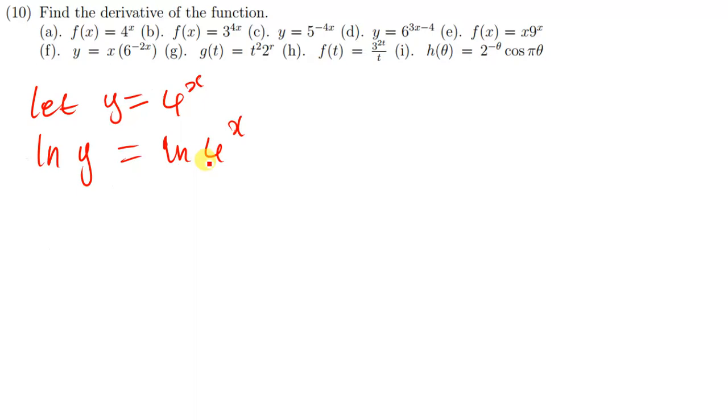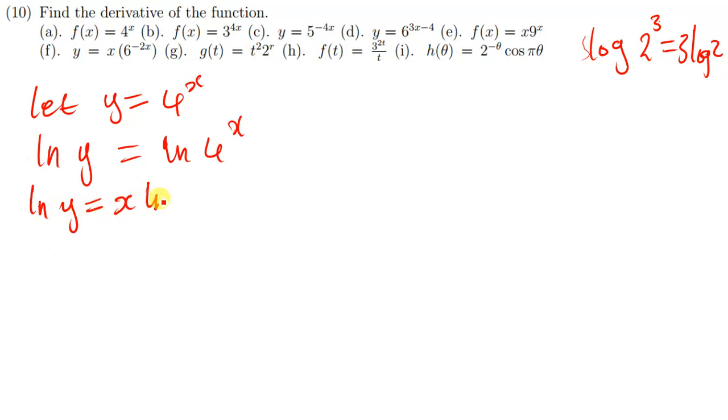And according to the rules of logarithms, if you have something like log 2 to the power 3, this can also be written as 3 log 2, meaning this 3 can drop down and be written this side. So this is what we're going to apply here. So this power x is going to be dropped down here. So we're going to have ln y is equal to x ln 4.